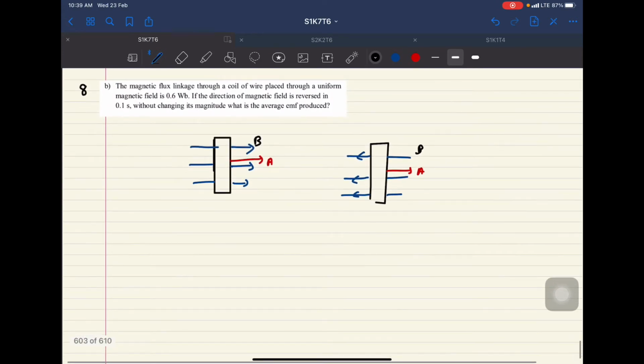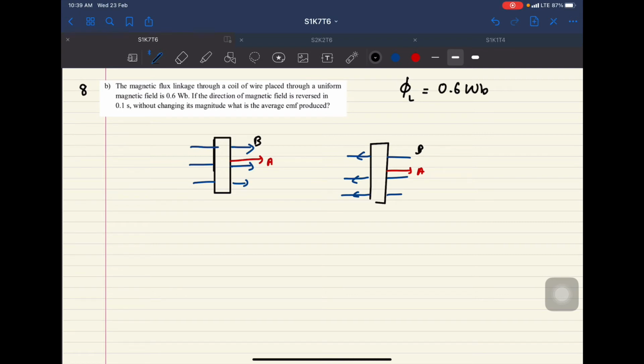Question B says that the magnetic flux linkage to a coil of wire placed through a uniform magnetic field is 0.6 Weber. Linkage, normally we can represent with the symbol L. This means the total number of flux, including that you already multiplied by the number of turns N. Without linkage, normally for a single coil, the total is 0.6.